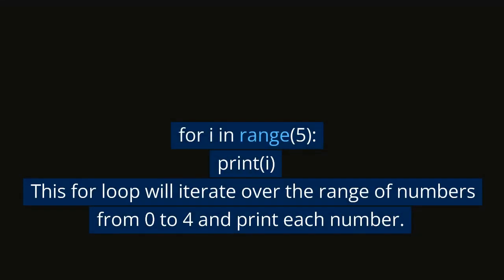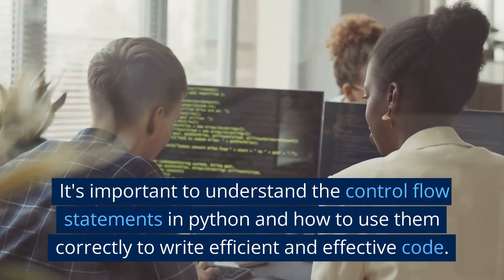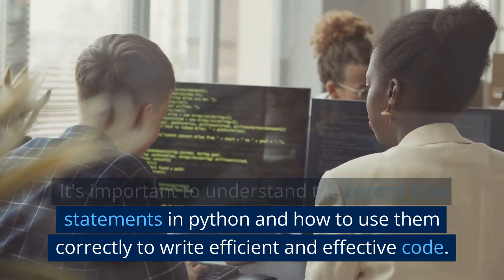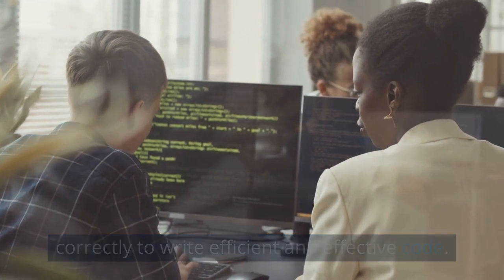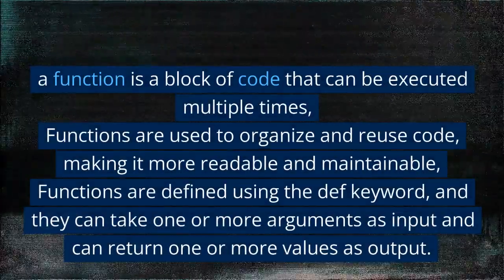Another example. For i in range(5): print(i). This for loop will iterate over the range of numbers from 0 to 4 and print each number. It's important to understand the control flow statements in Python and how to use them correctly to write efficient and effective code. A function is a block of code that can be executed multiple times.